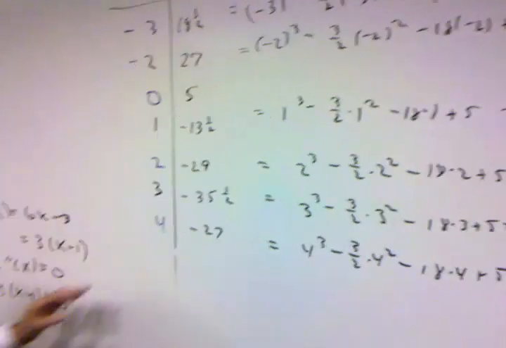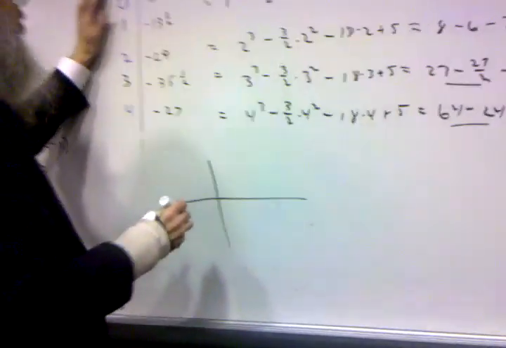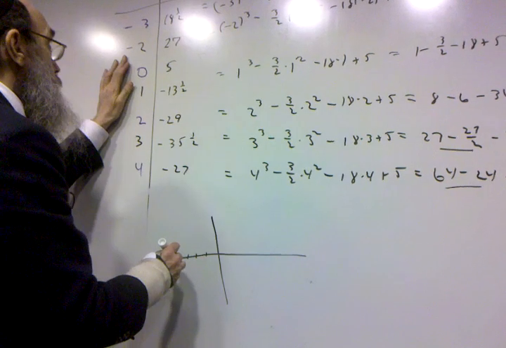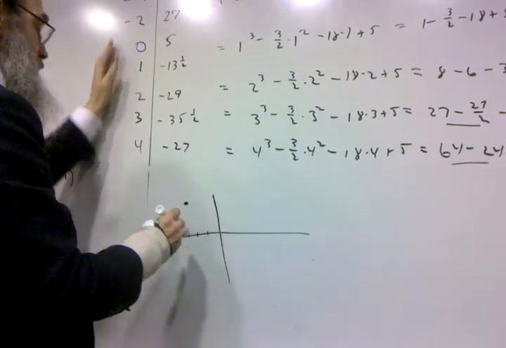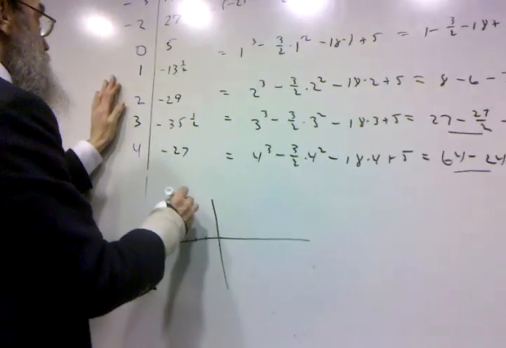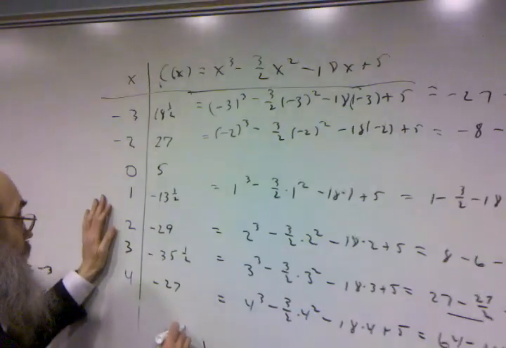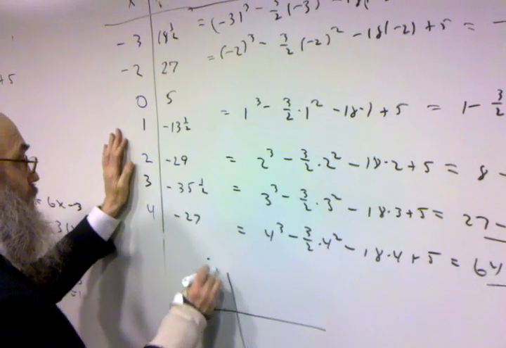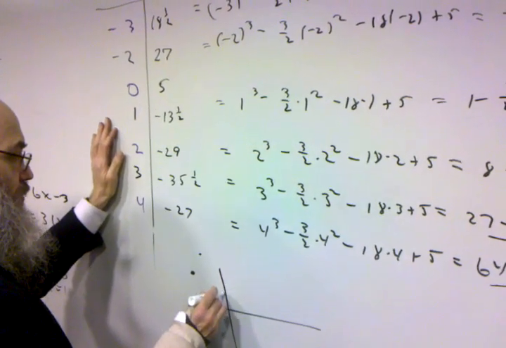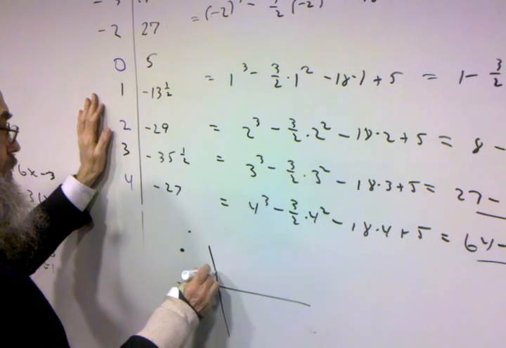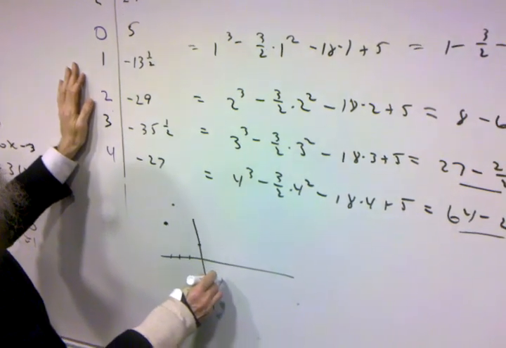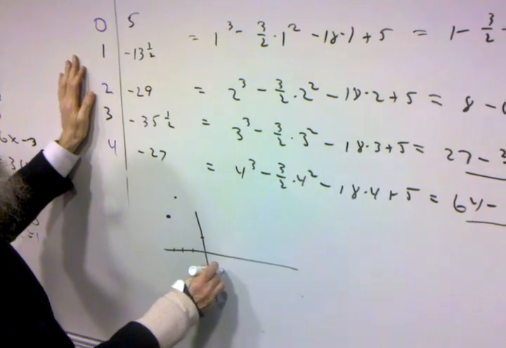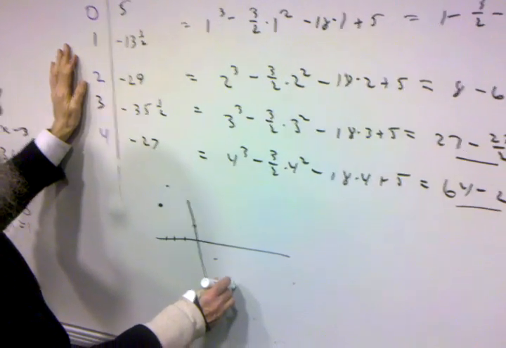Okay, we're going to try to graph this. Here, x is negative 3, y is 18.5, so I'll put this up here. Negative 2, y is 27, which is higher, we'll put that right there. 0, y is 5, that's about down here. If it's 1, it's negative 13.5, so it's way down here. It's 2, it's minus 29, it's way down there.